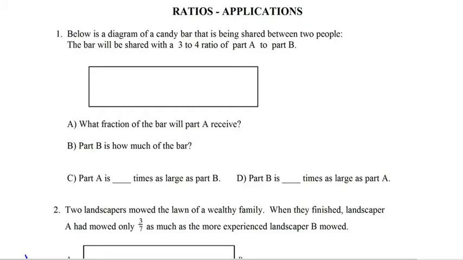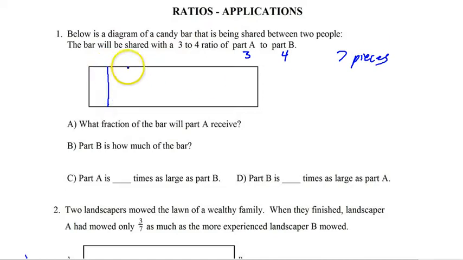And that's what we're going to do with number 1. It says, below is a diagram of a candy bar that is being shared between 2 people. The bar will be shared with a 3:4 ratio of part A to part B. So what that means is part A will get 3 pieces for every 4 pieces part B gets. That's a 3:4 ratio. So how many total pieces do we need to cut this into? Exactly, 7 pieces. So we need to cut this into 7 pieces.